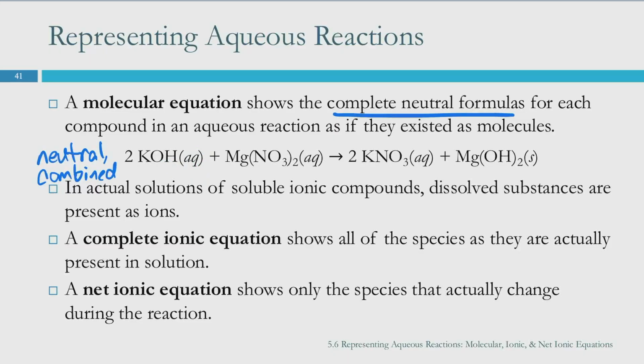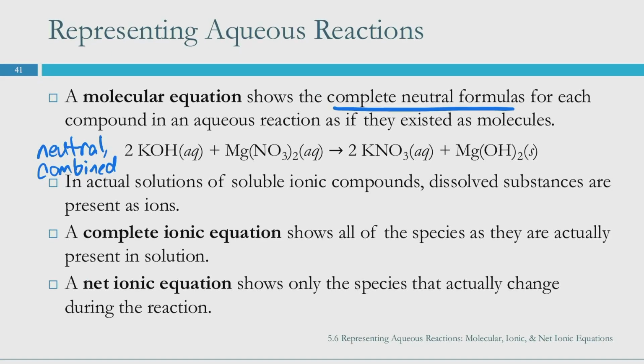What the aqueous means is that it's actually dissolved, and since it's ionic, that means that the positively charged ions are separated from the negatively charged ions. Same thing for our magnesium nitrate. Same thing for our potassium nitrate. So we're showing them with all of the positive and negative ions paired up, even though the dissolved substances are present as ions.